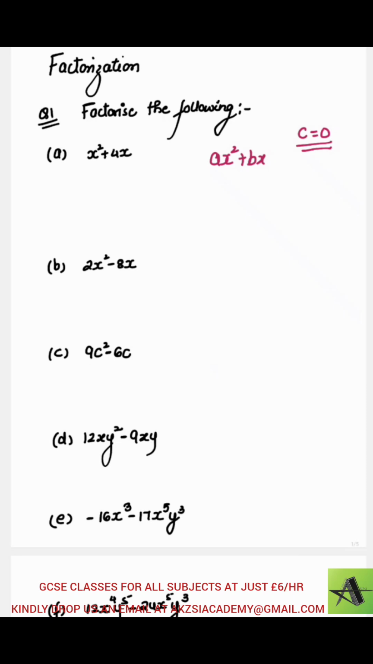That means out of x squared and 4x, I can take out x as common and the remaining is x plus 4. Whatever you are taking out as common, the same number or term you have to divide every term by. So you have taken out x as common, so divide x squared by x and 4x by x. You'll get this answer. This is your final factors. x is one factor, whereas x plus 4 is another factor.